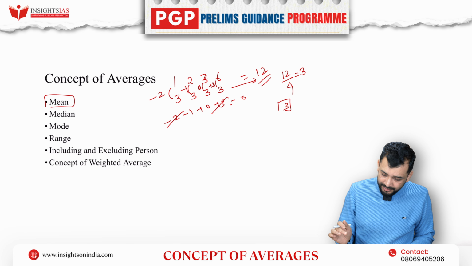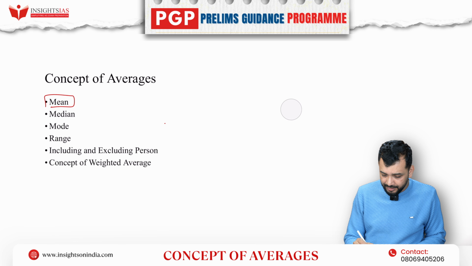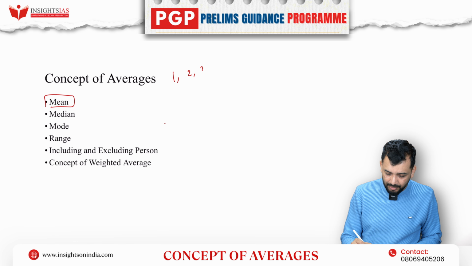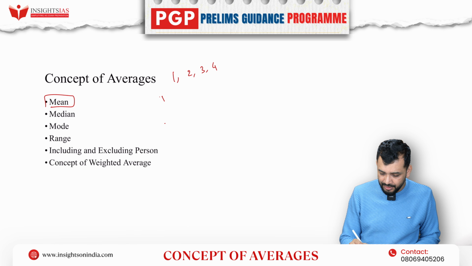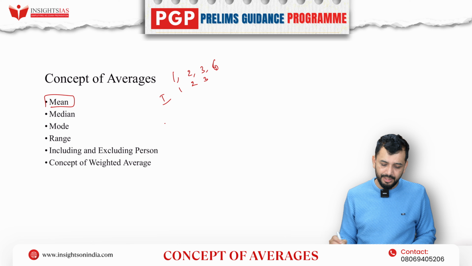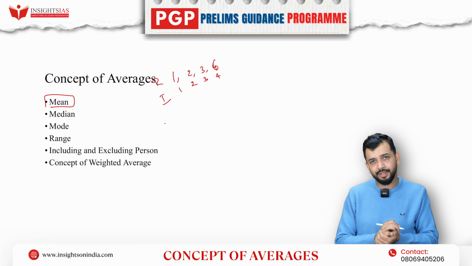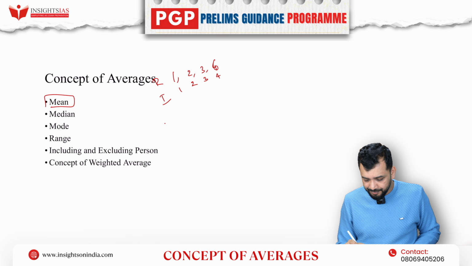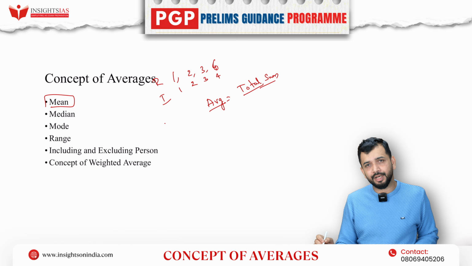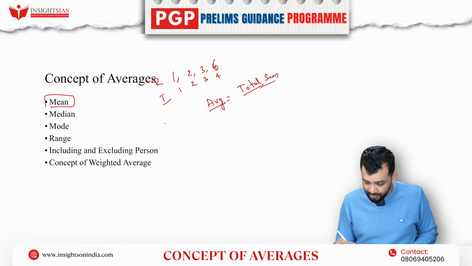Now if I want to write this through a formula, we have seen that 4 innings were there, so innings number 1, 2, 3, 4, and the runs he has scored are 1, 2, 3, 6. If I want to take the average, how do I do it? I take the total sum, which in this case is total runs, divided by the total number of events, which in this case is the total number of innings, that is total events or total objects.